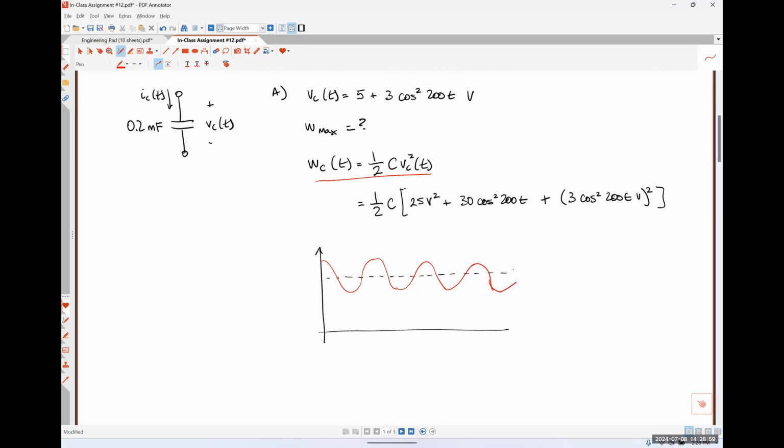So looking at this rudimentary graph, it seems pretty obvious to me that because it's not symmetrical about the horizontal axis, the maximum energy is going to occur whenever the voltage is at its maximum, not when the voltage is at its minimum, because the minimum isn't more negative than the maximum is positive, if that makes any sense. So let me ask you guys a series of questions.